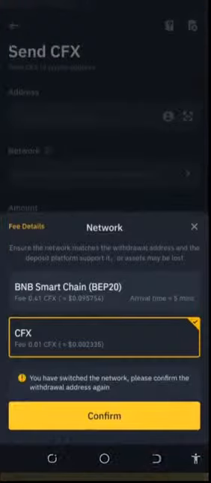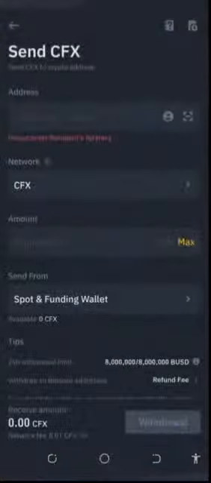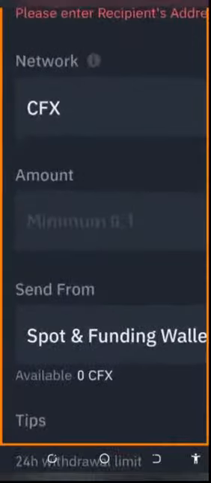Beautiful. That's less than 1 cent to send. Okay, let's go ahead and click on confirm. What we need to do here is be sure that this is going to deliver. Don't forget, if you send money to a wrong address, your money is gone. So now, what is the minimum that we can send? The minimum is 0.1 CFX.